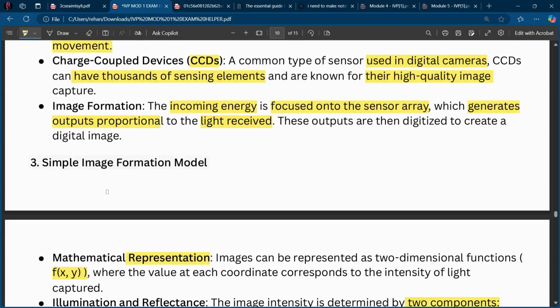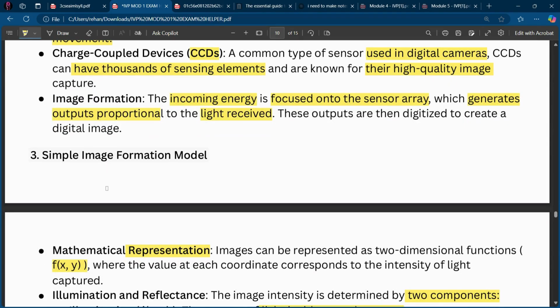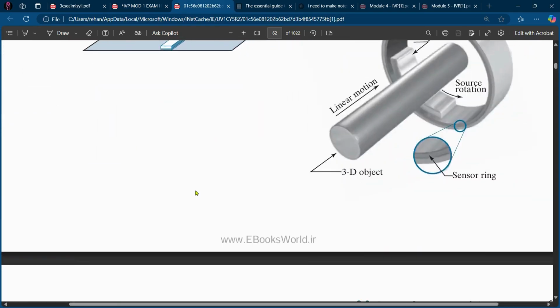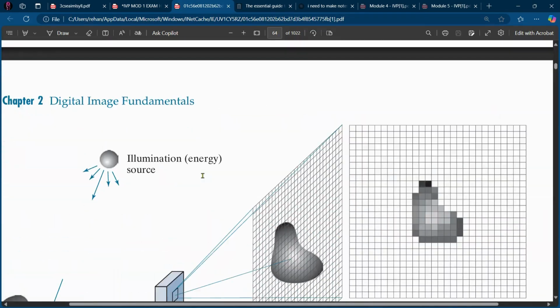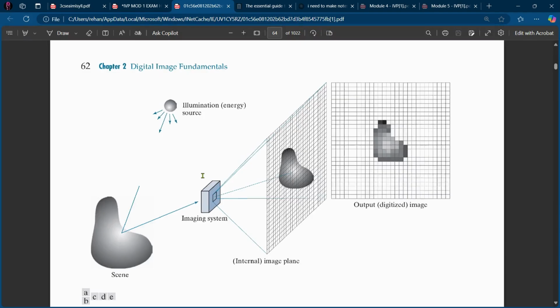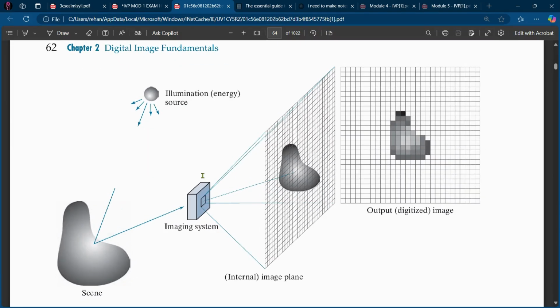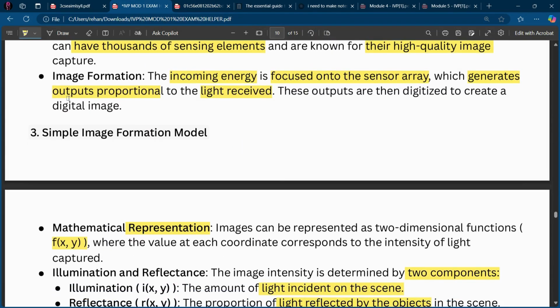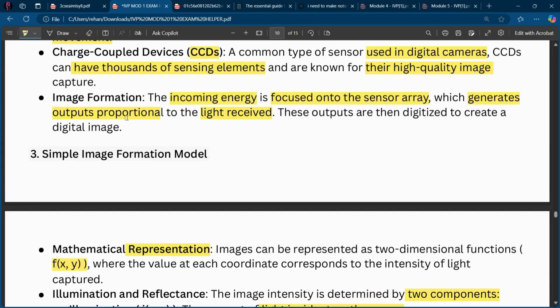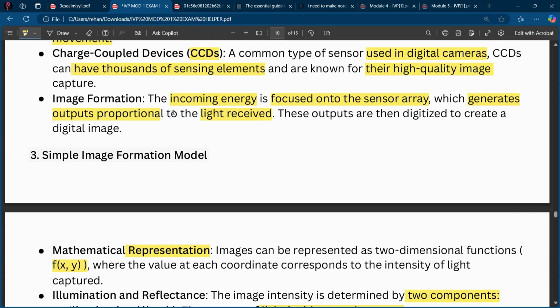Here, image formation is where the incoming energy is focused onto the sensor array. Whatever illumination is there falls on the sensor array, which generates an output proportional to the light received. This might be an important question, as this diagram is also important. The sensor array receives the scene like that and creates the output. Always remember, the output depends on the light received on the sensor.